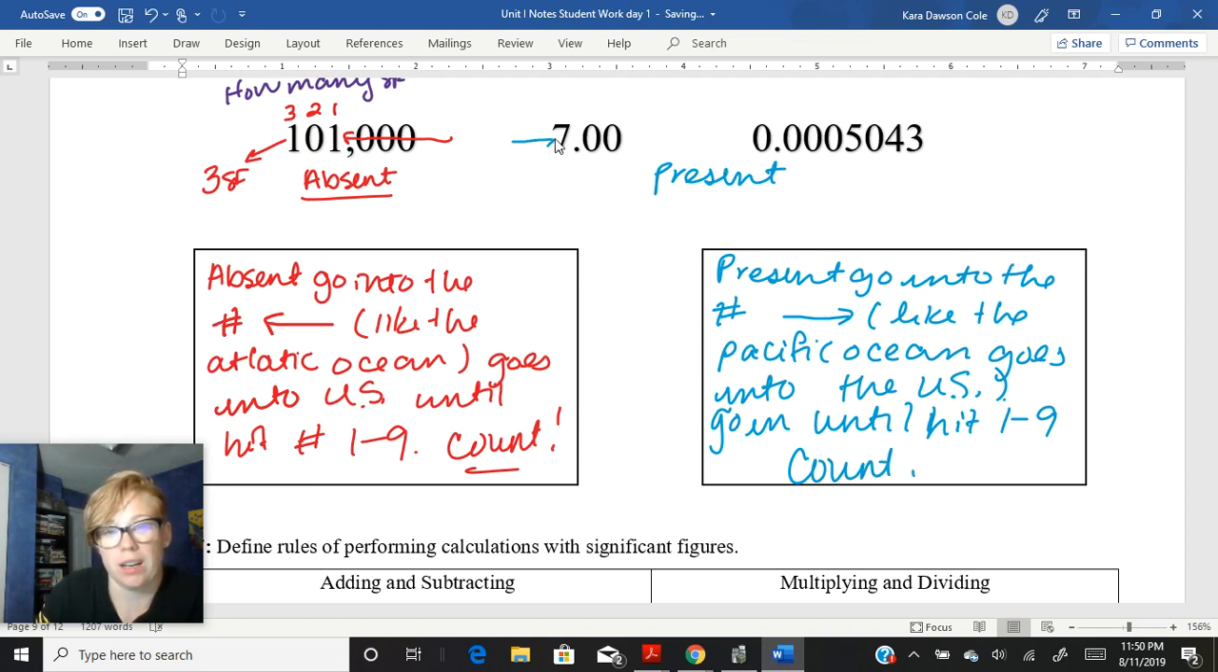Well, here I automatically hit that 7. So that would be 1, 2, 3. So this number has 3 sig figs. Again, this is the guesstimated digit. So again, that guesstimated digit would be where my last sig fig is. So again, this one's present. I'm going to go in until I hit a number. Ooh, I hit that 5. 1, 2, 3, 4. So this guy has 4 sig figs. And that is how you count sig figs.